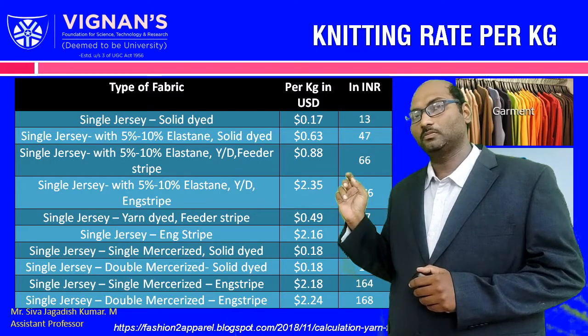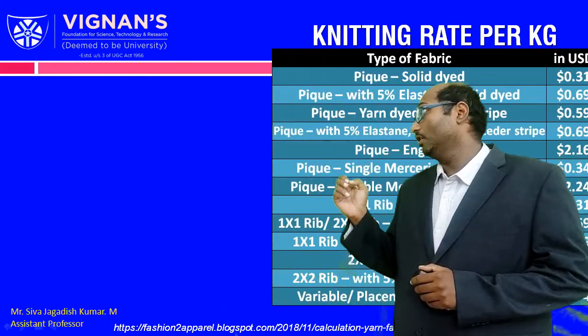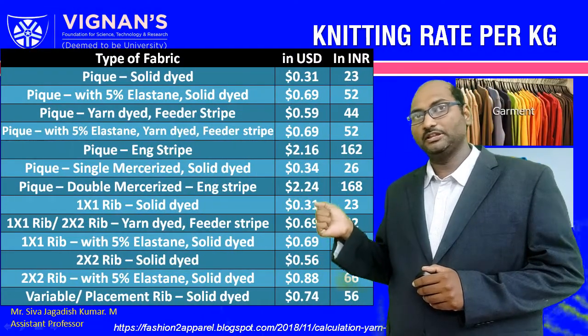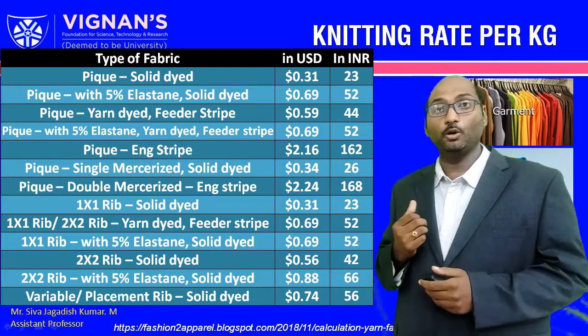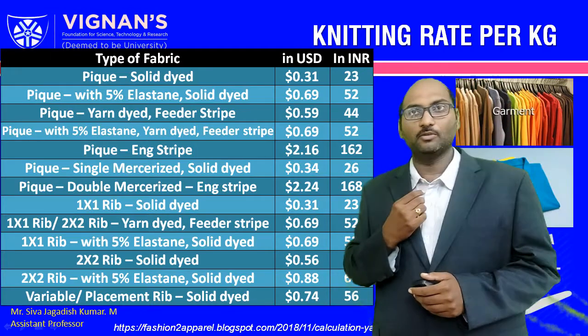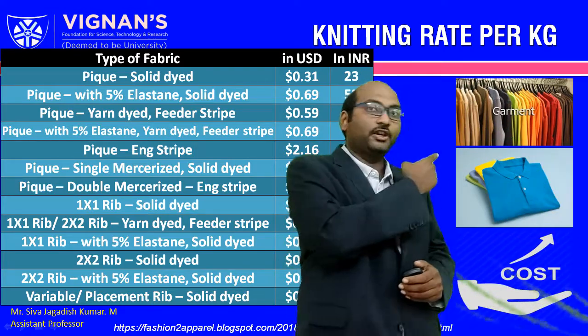Similarly, if you see, the single jersey we have seen. Similarly, if you want a piqué structure for polo dyed t-shirts and polo shirts with collar and all, it will come, right? As like the one which is there in the figure.